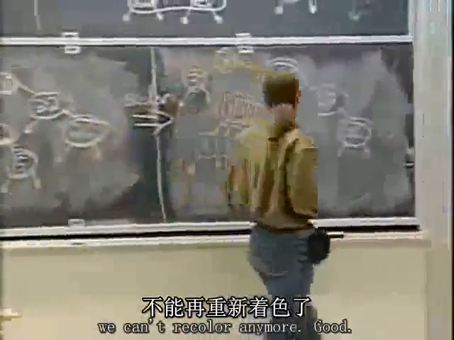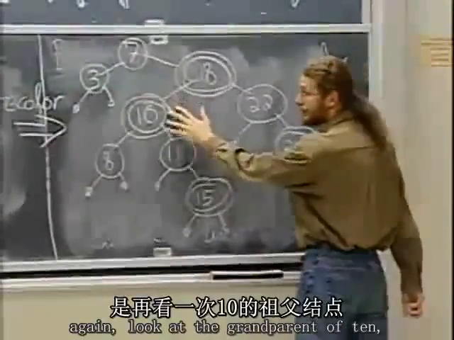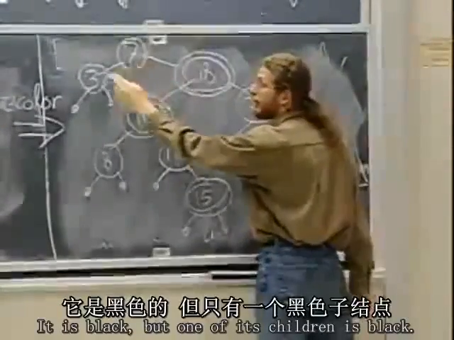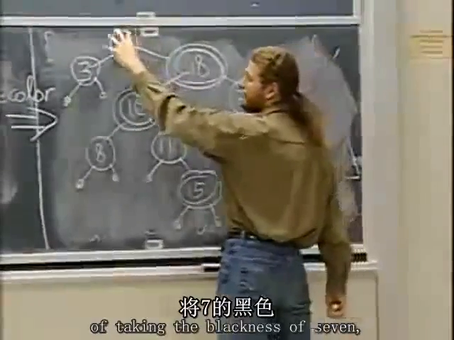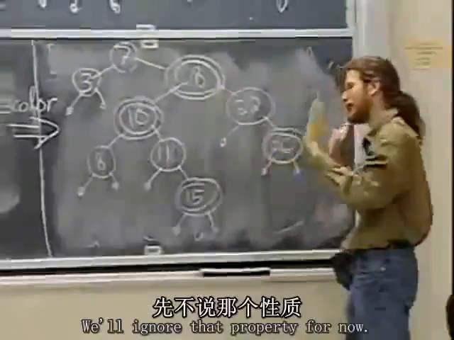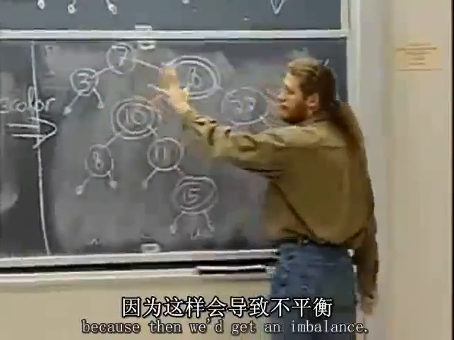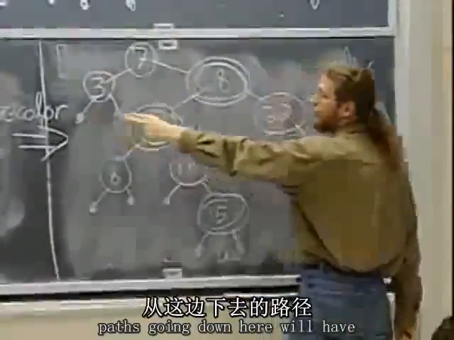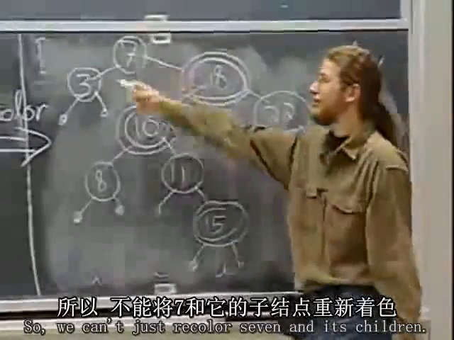Good. Not that bad. So what we'd like to do is, again, look at the grandparent of 10, which is now 7, the root of the tree. It is black, but one of its children is black, the other is red. So we can't play the same game of taking the blackness of 7 and moving it down to the 2 children. Never mind that the root's supposed to stay black. We'll ignore that property for now. We can't make these 2 black and make this one red, because then we get an imbalance. This one was already black, so now paths going down here will have 1 fewer black node than paths going down here. So we can't just recolor 7 and its children.